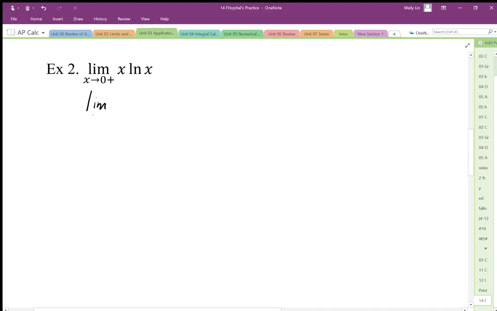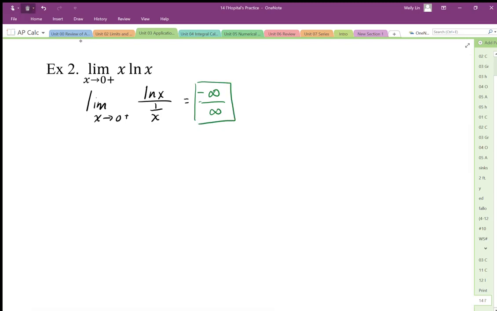Limit as x goes to 0 from the positive side. We're going to write as log x over 1 over x. Okay, so then this now gives us the indeterminate form. Okay, it gives us our 0 over 0. In fact, it gives us negative infinity over, and that's 0 from the positive side, which is positive infinity. So we have the condition to apply L'Hopital's. So then we'll go ahead and apply L'Hopital's rule to this.